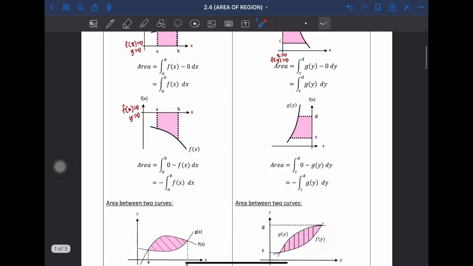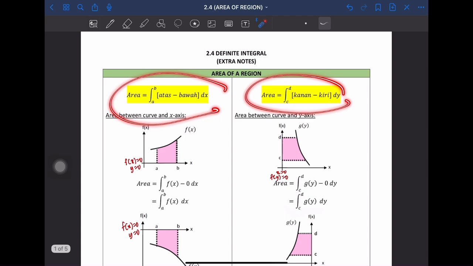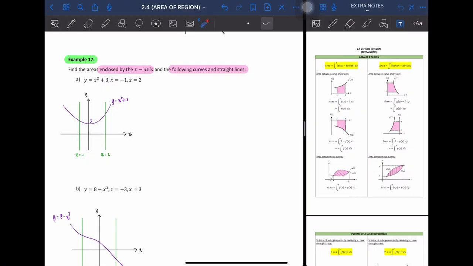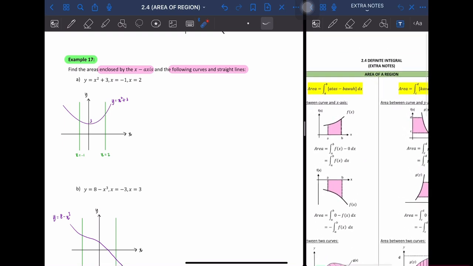Okay, so that's it. Okay, awak hanya perlu ingat dua formula ni sahaja untuk awak punya area of region. Okay, so now let's do again a few examples using the formula yang kita dah belajar tadi. Okay, so for example 17, dia kata find the area enclosed by x-axis and the following curve and straight line. So maksudnya we will need to find the area ataupun kawasan yang tertutup ataupun terkurung oleh syarat-syarat yang dibagi.